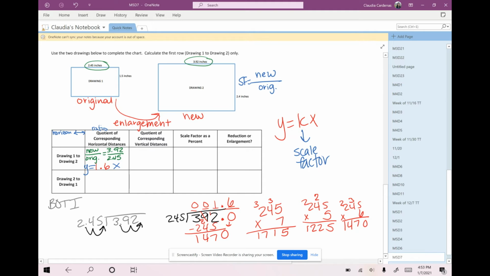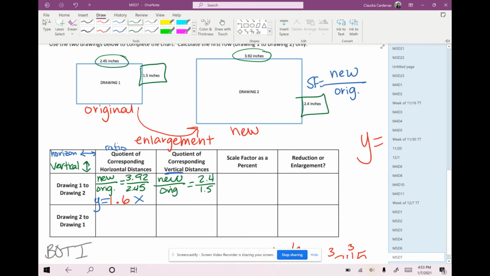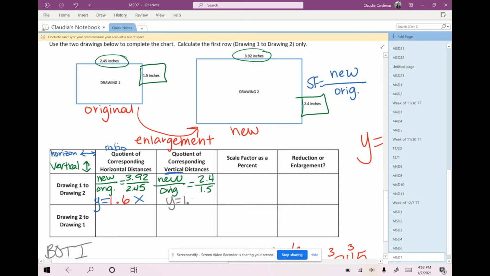Perfect. So now we're going to do the same thing here for the vertical distance. So let's make sure that we write vertical. Let me zoom in again. Vertical is up and down, vertical, up and down. And so our ratio of these vertical measurements, let me put a box around them, is 1.5 and 2.4. Remember, it is new over original. So it is 2.4 and 1.5. And I know that we could go ahead and divide and move the decimal points over, but due to time, I'm going to just divide with my handy dandy calculator. And we also get 1.6 as our scale factor.